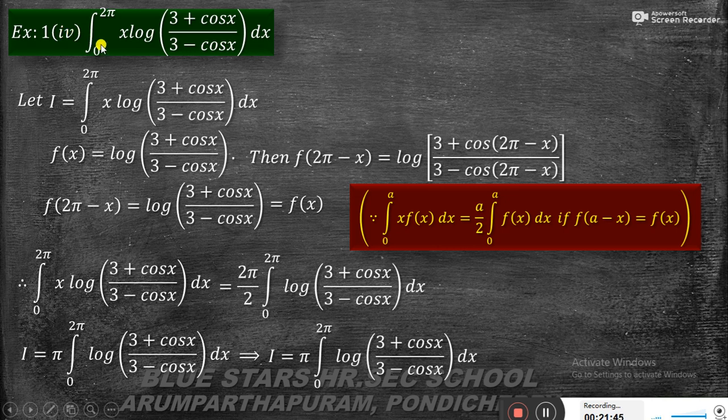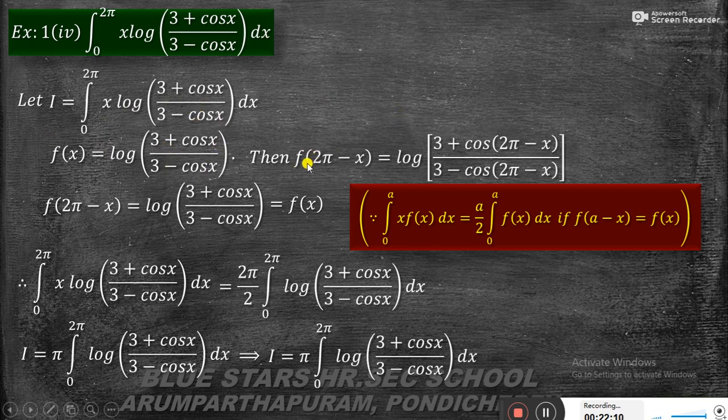The given integral is integral 0 to 2 pi x log of 3 plus cos x by 3 minus cos x dx. So here now I take the given integral is I equal to integral 0 to 2 pi x log of 3 plus cos x by 3 minus cos x into dx. Therefore f of x equal to, now I write it, the f of x means log of 3 plus cos x by 3 minus cos x.